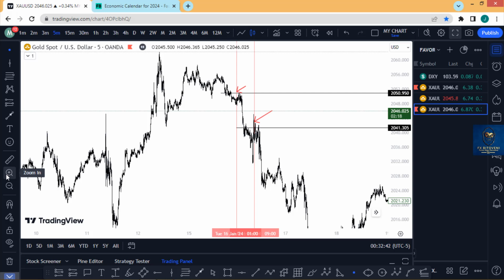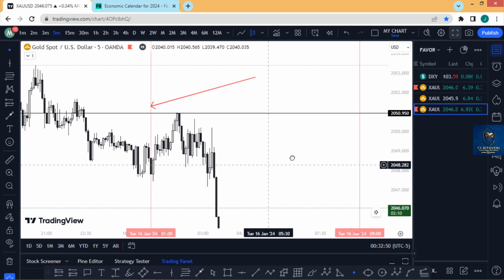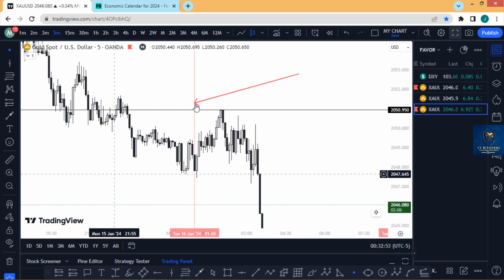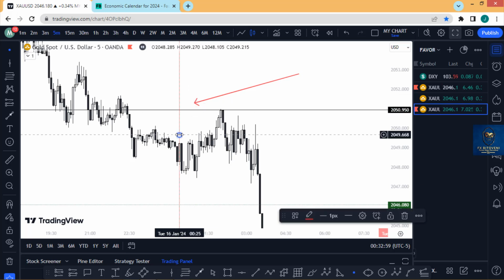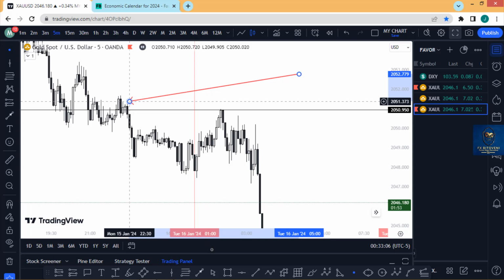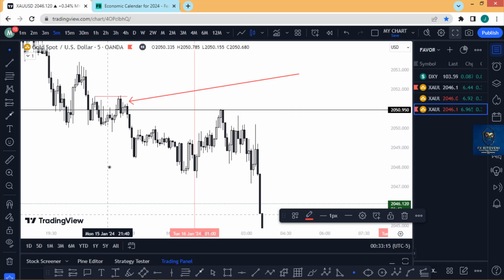This is the beginning of a 4-hour candle. Let's zoom in there. This is the open of the 4-hour candle. Then try to look left. Here, what do you have? You have a structure that took liquidity on this level. It took liquidity here. After taking liquidity, we got a break of structure.